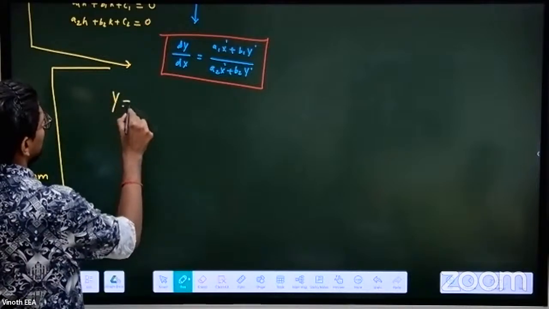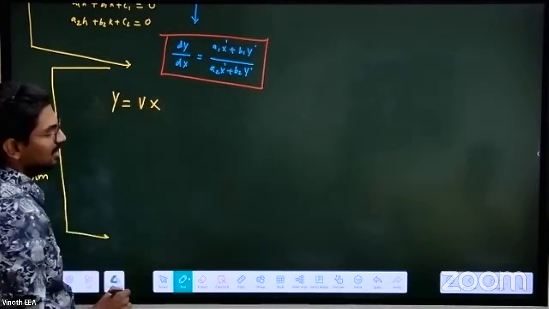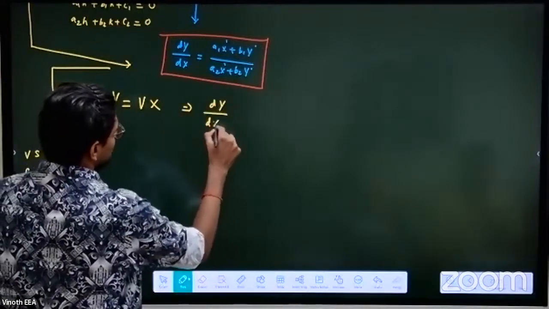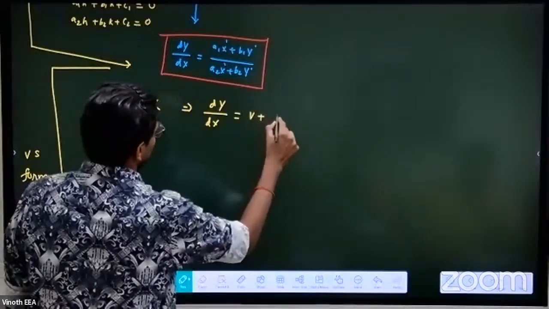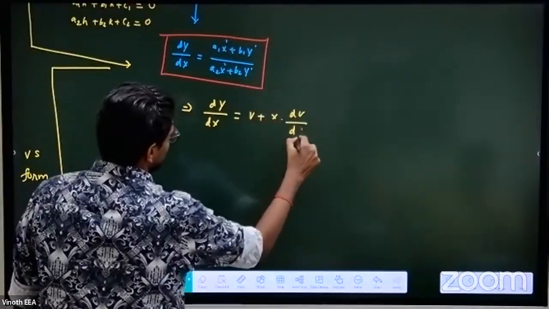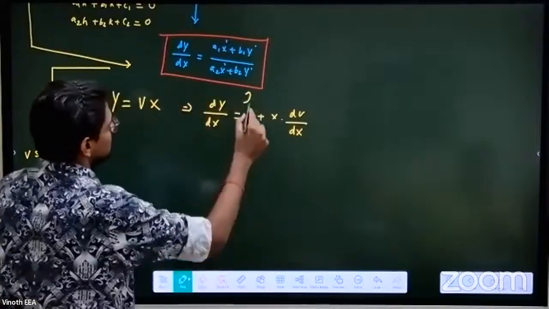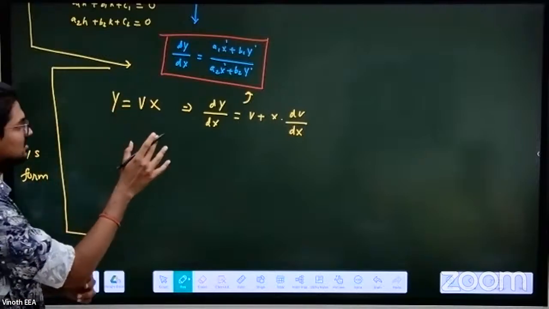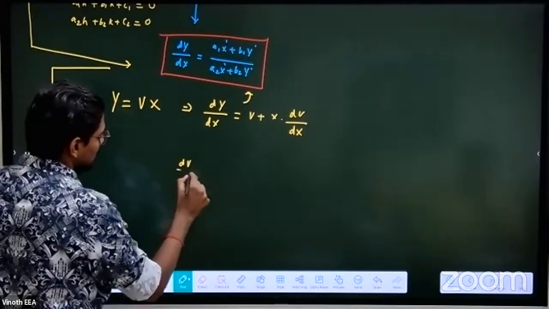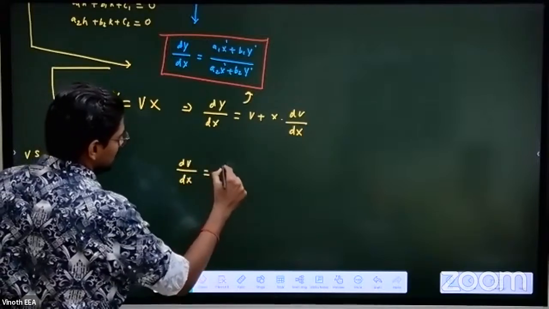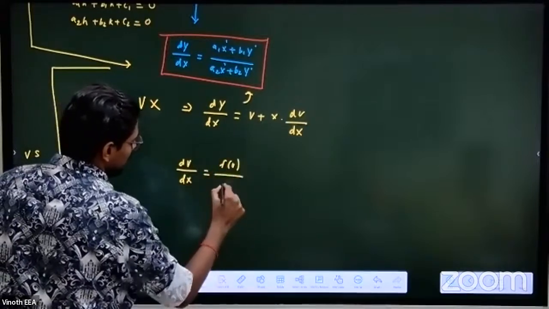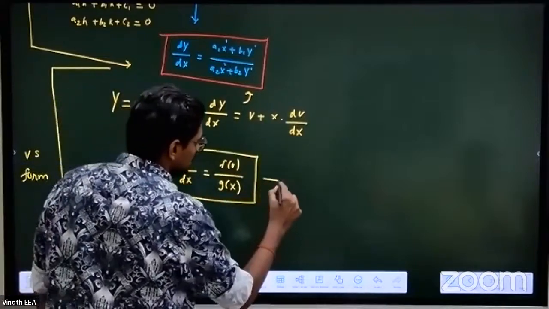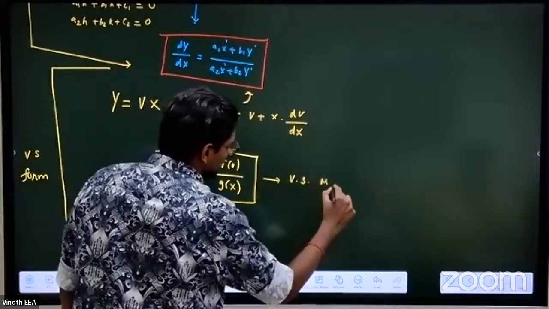That's it. Capital Y is equal to V into capital X. And that will be dy by dx equal to V plus X into dV by dx. Replace it here. If I replace it, I will end up with dV by dx as some function of V by some other function of X. And this I will use variable separable method.